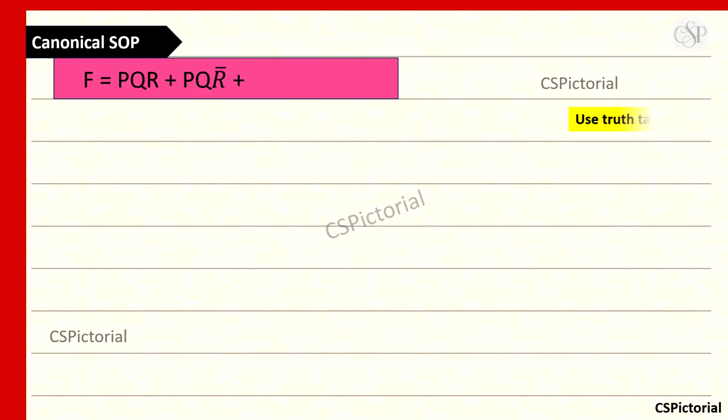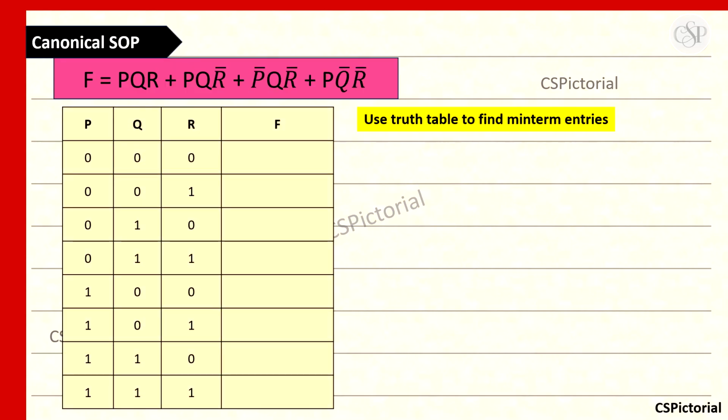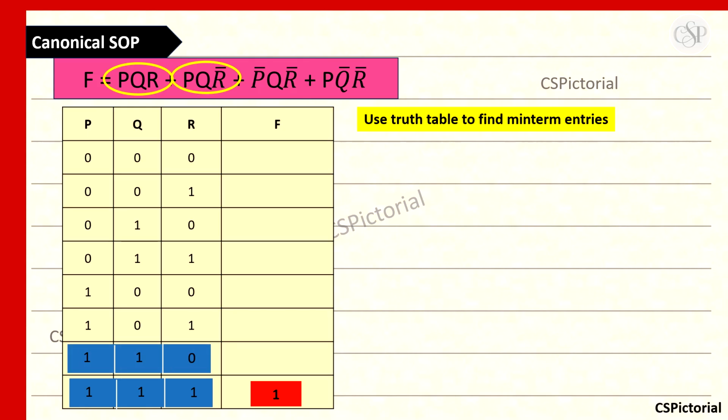Now with the canonical SOP expression, use truth table to find the minterm entries. For the first product term PQR, the input values are taken as P equals 1, Q equals 1 and R equals 1. So enter 1 in the corresponding truth table entry. Similarly, for the second product term PQR bar, the input values are P equals 1, Q equals 1 and R equals 0. Make an entry 1 in the corresponding output value F.